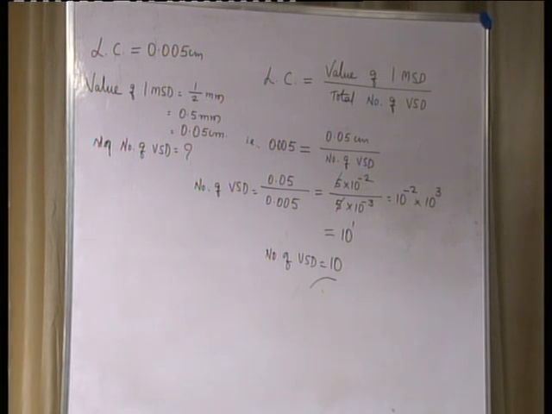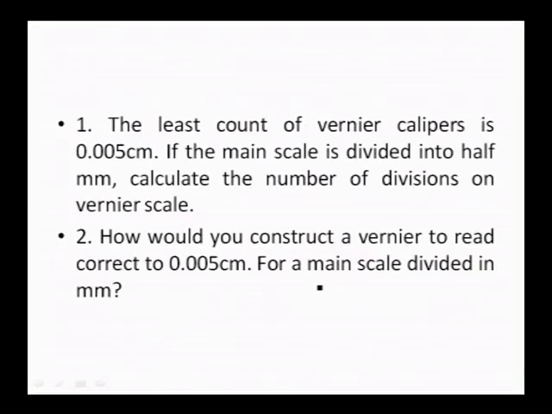The second problem is, how would you construct a vernier to read correct to 0.005 centimeter for a main scale which is divided in mm. Again, you have to scan comfortably what is given. So, what is required? If you understand those two topics, 50% of your job is over.